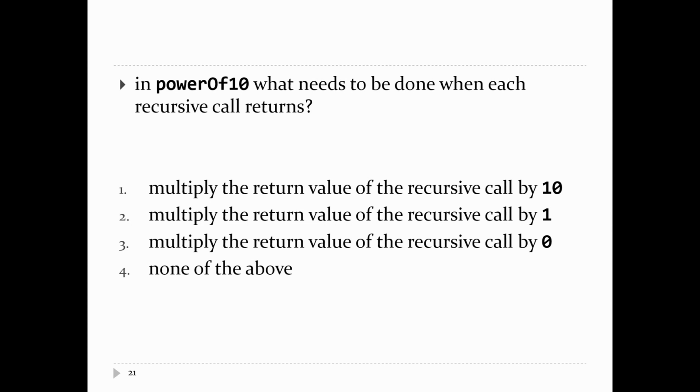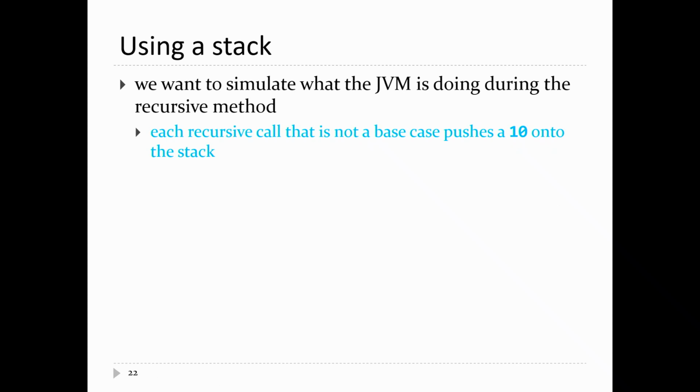Okay, so in power of 10, what needs to be done when every recursive method call returns? When a method call returns, it returns some value, and then you multiply the return value by 10. That's what the recursive statement says: it's 10 times power of 10 of n minus 1. So we multiply the return value by 10. Keep that in mind.